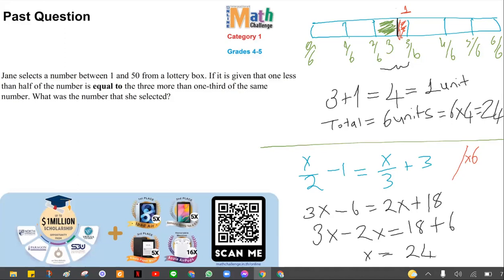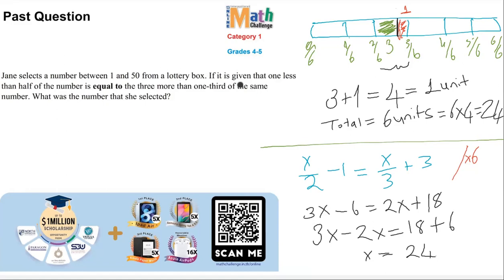So this is our first question from category 1 Math Challenge test questions. If you can, stop and read the question. A student chooses a number from a box, and this number has this property: 1 less than half of the number is equal to 3 more than 1/3 of the same number.